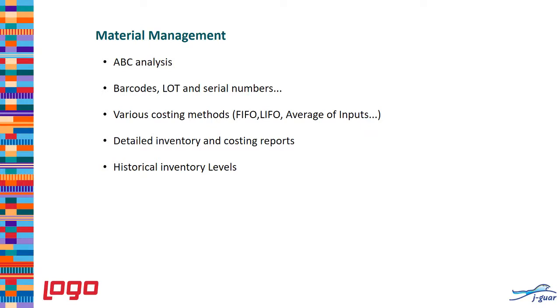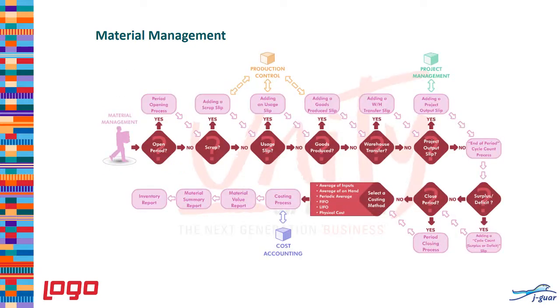It supports management's decisions with detailed inventory and costing reports, with which you can create your sales profits and sales margins accordingly, in a lot of detail per item, per department, per warehouse. You can access historical inventory levels, and you can get the cost and the amount levels as per your warehouse, as per the dates. So as an example, I will be showing you the cycle itself that we have for material management.